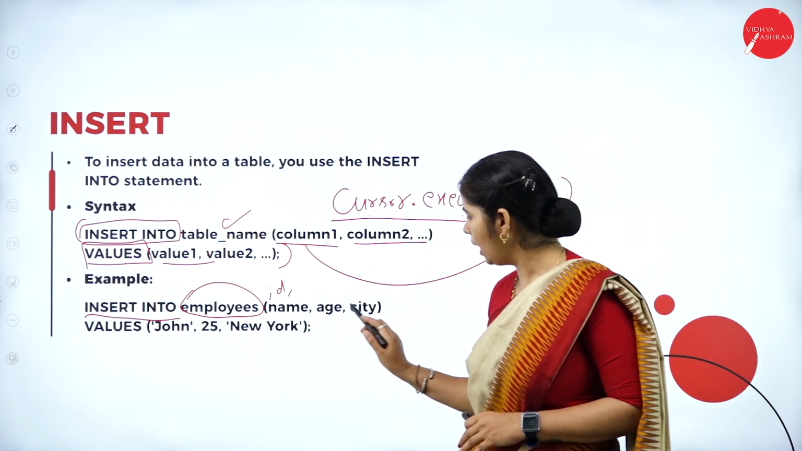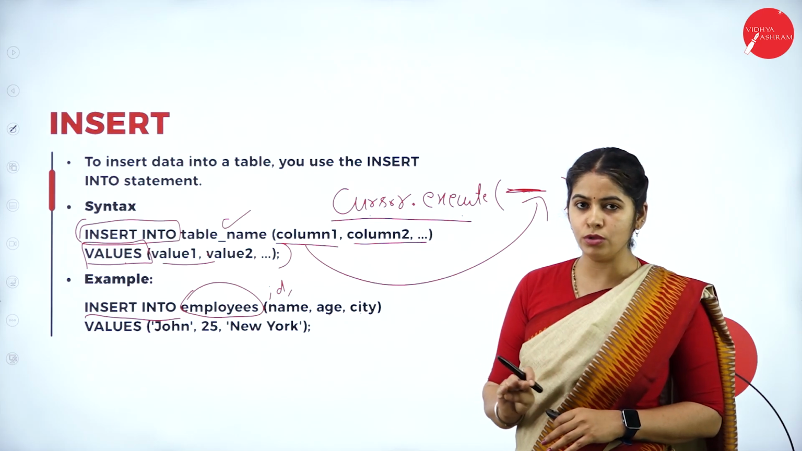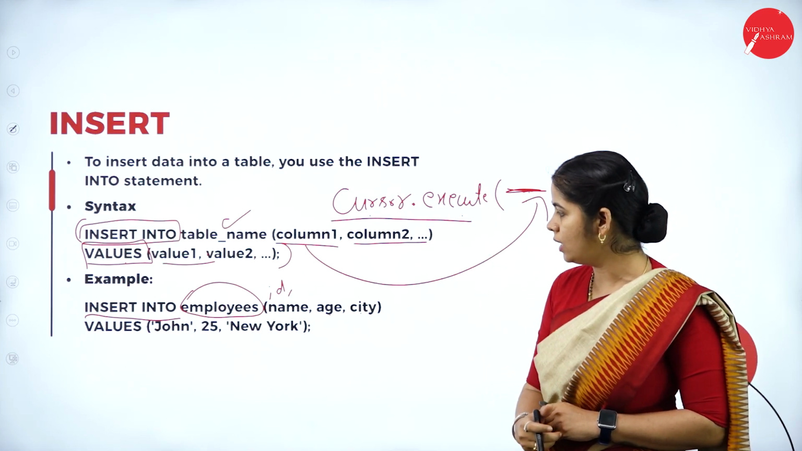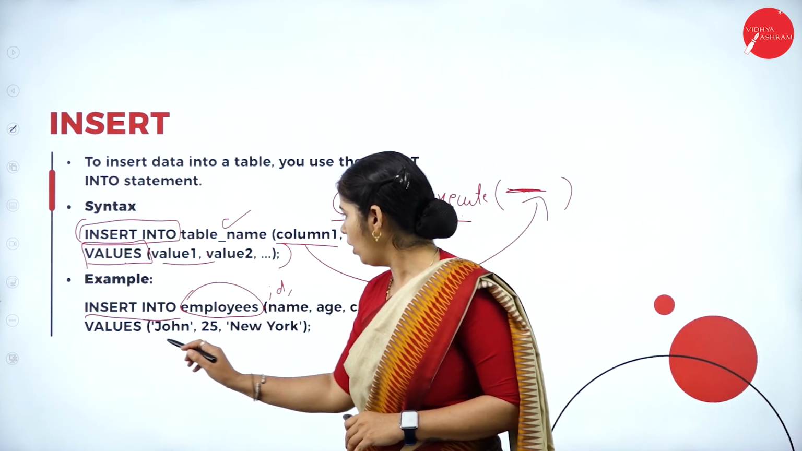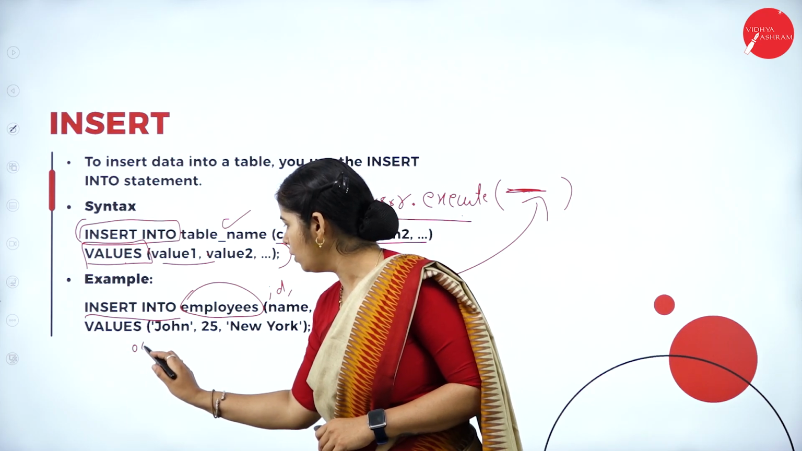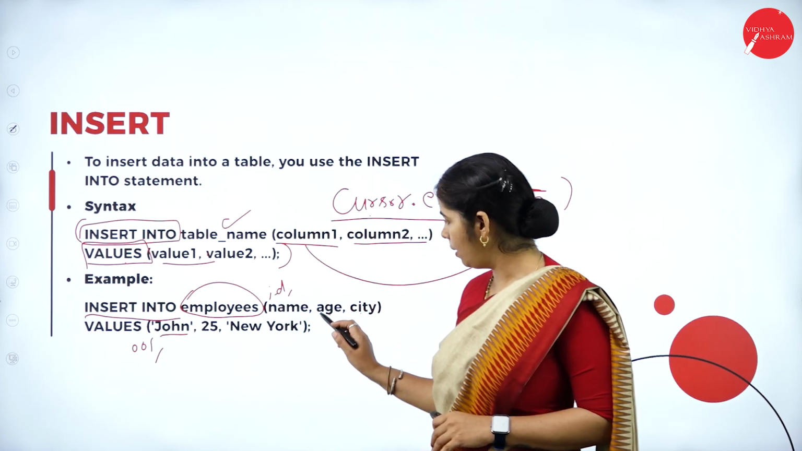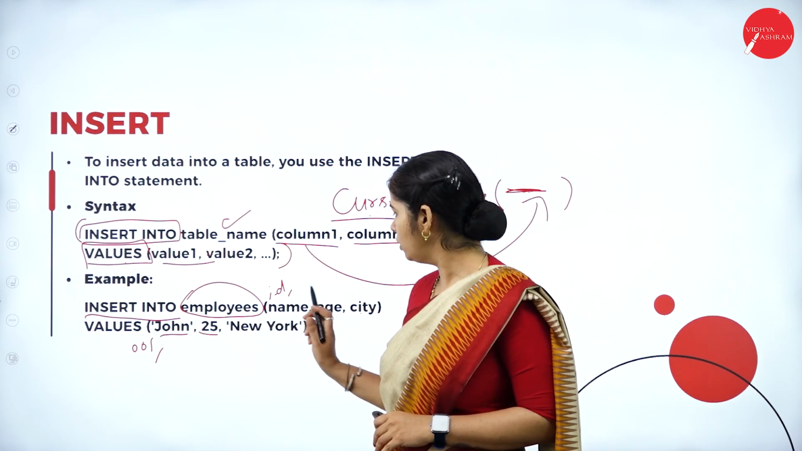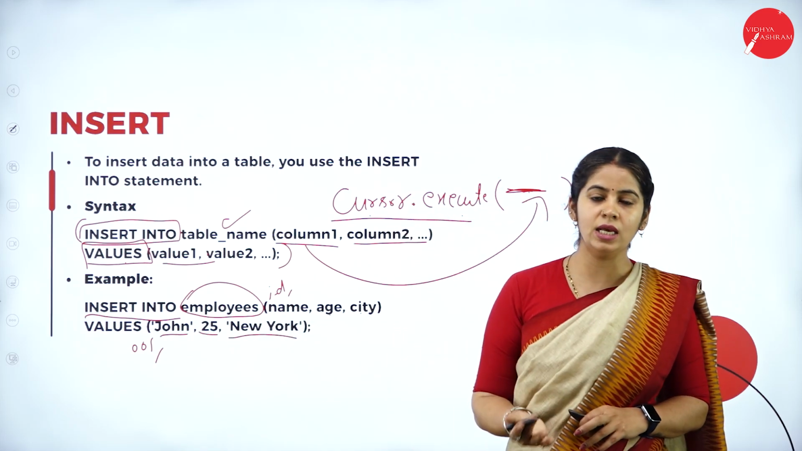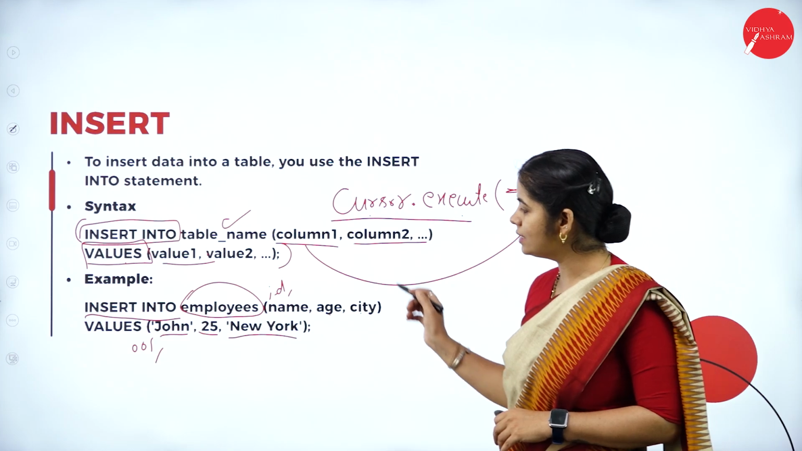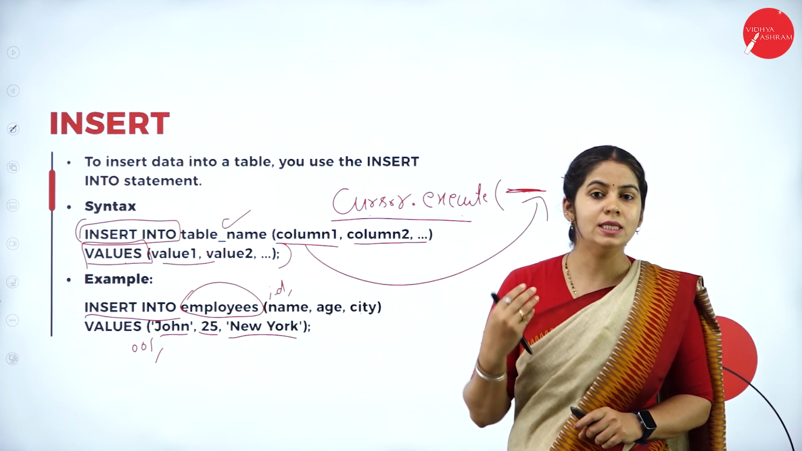ID, name, age, and then city. Four attributes, or four values, you are supposed to insert. So here, what is the ID? 001 may be the ID. And name. What is the name? John. Age 25, and which city is he in? He is in New York. So this is how we are going to insert the values.